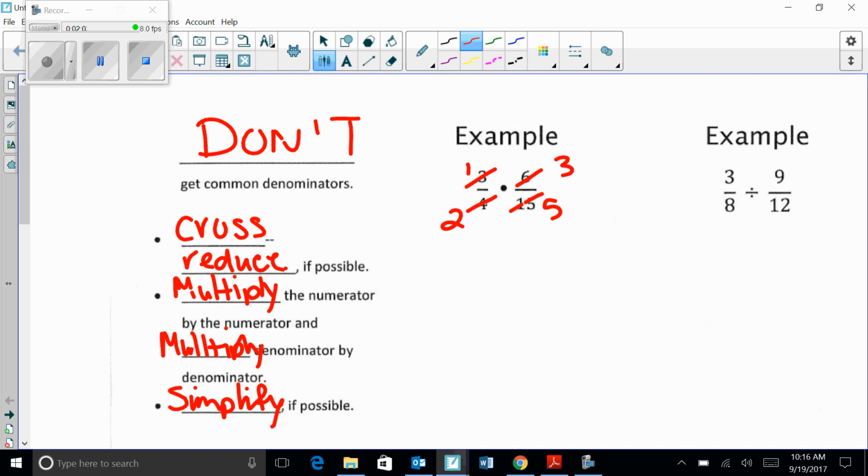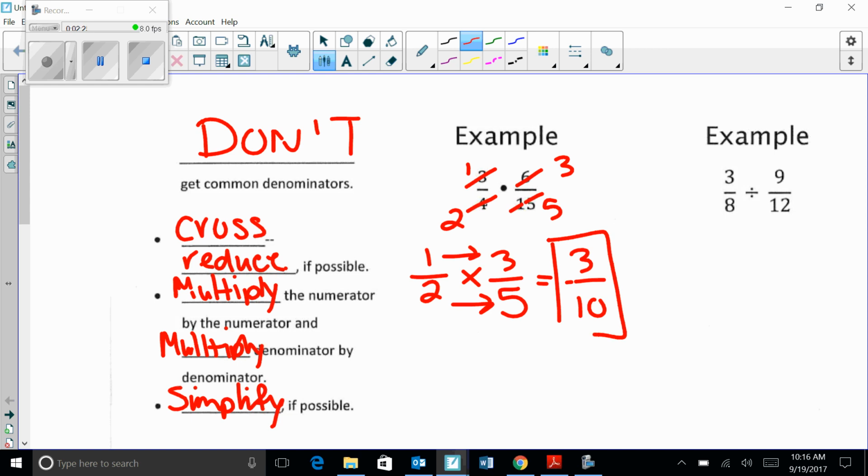So I'm going to rewrite my fractions of what I have after I simplified. That leaves me with 1/2 times 3/5. So now I'm simply just going to multiply across. 1 times 3 is 3. 2 times 5 is 10. It should be simplified as long as you simplify it all the way, but double check. 3 and 10 do not have anything in common, so that is going to be my final answer.